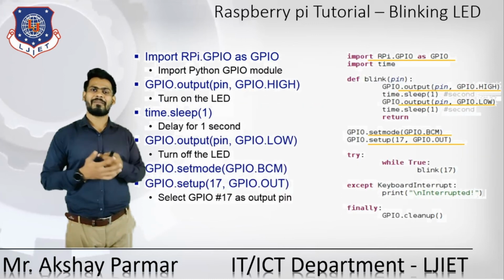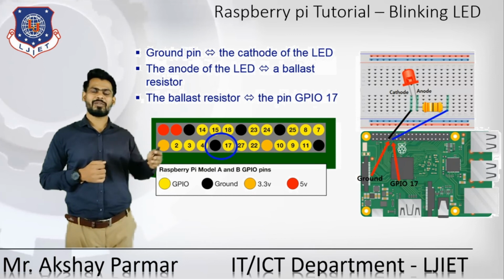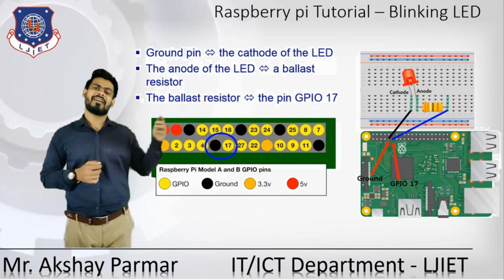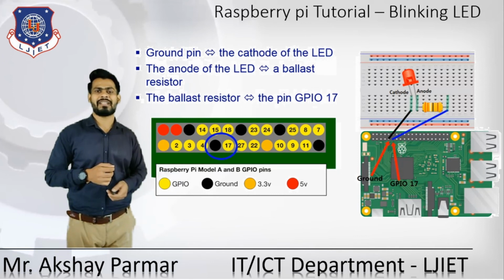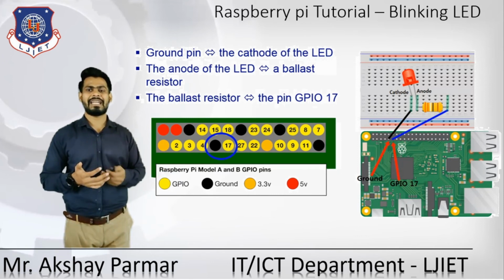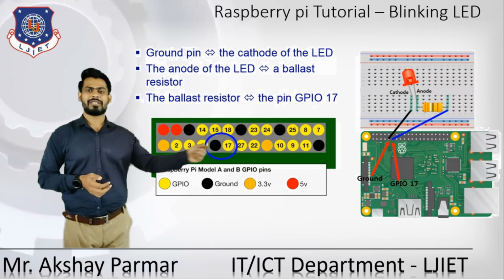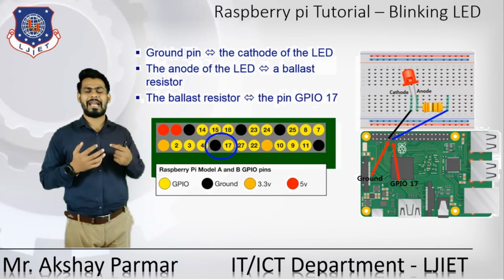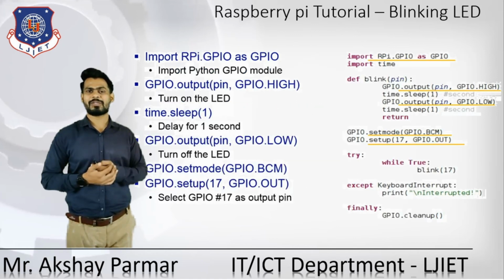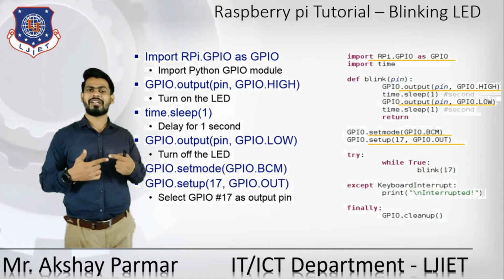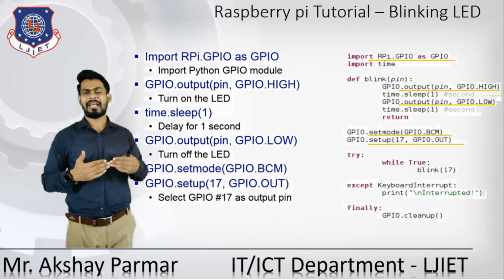Let's see the blinking. The anode of the LED is connected to the ballast resistor, and another end of the ballast resistor is connected to GPIO pin 17. With the help of that, it gets its power. So there are two pins by which we are connecting the LED and the resistor. Let's see some basic coding by which we turn on and turn off the LED light.